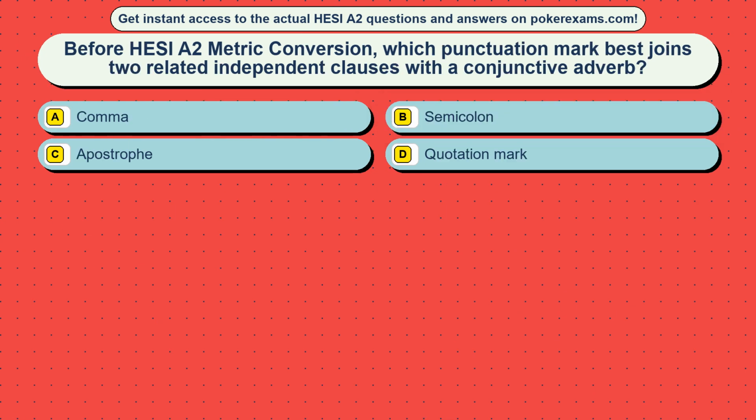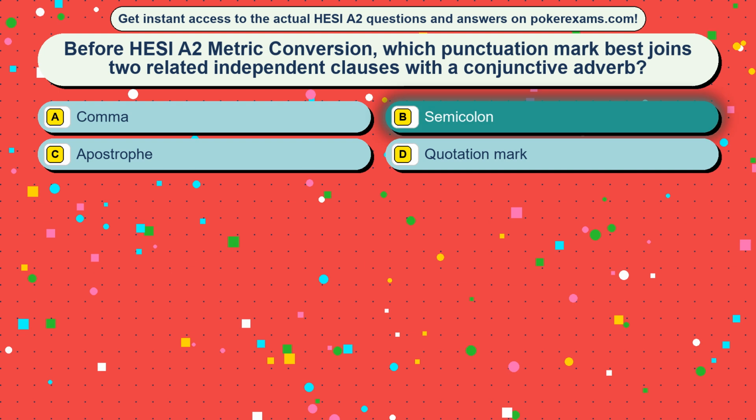Question 45. Before HESI A2 metric conversion, which punctuation mark best joins two related independent clauses with a conjunctive adverb? Option A, comma. Option B, semicolon. Option C, apostrophe. Option D, quotation mark.